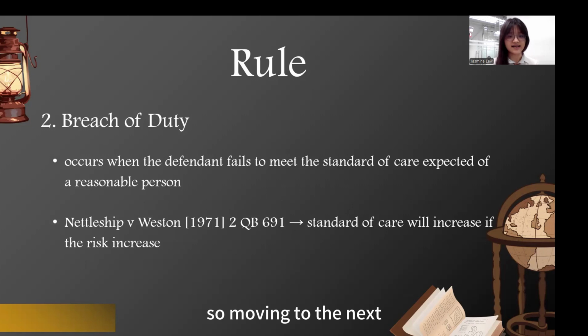So moving on to the next. Breach of duty occurs when the defendant fails to meet the standard of care expected of a reasonable person.